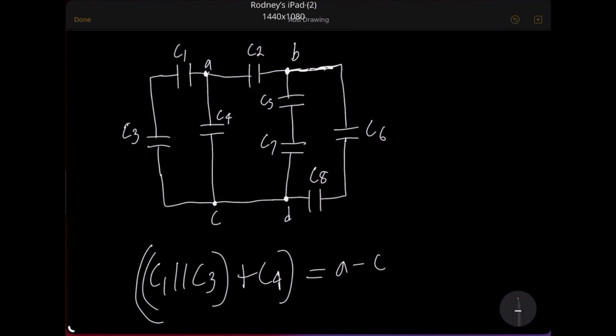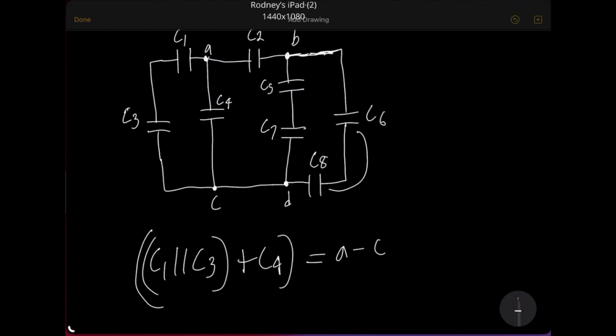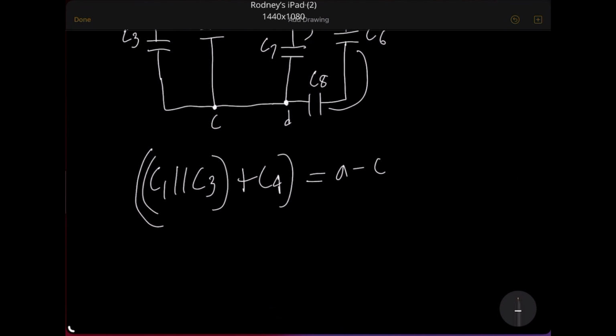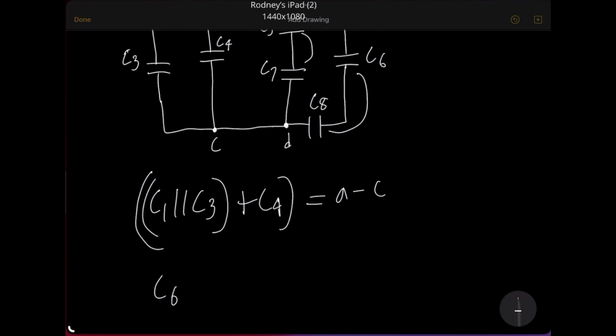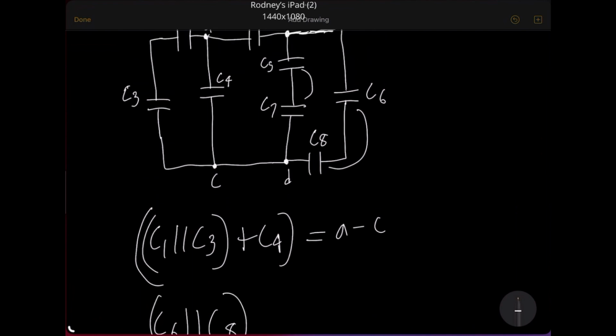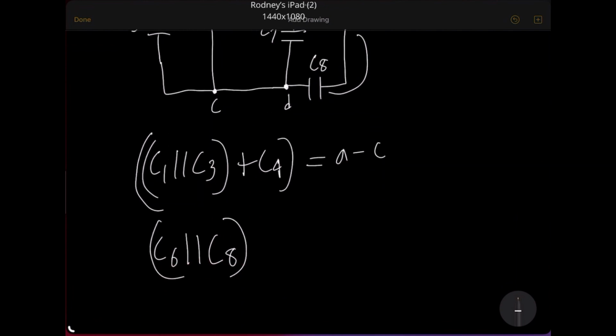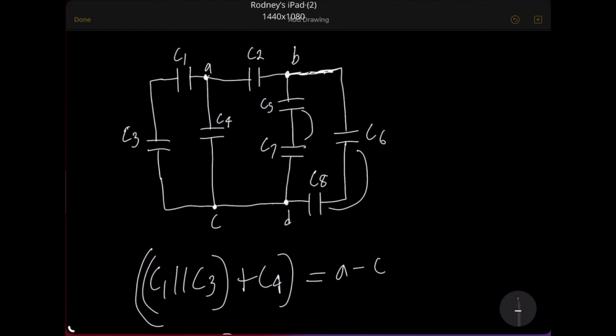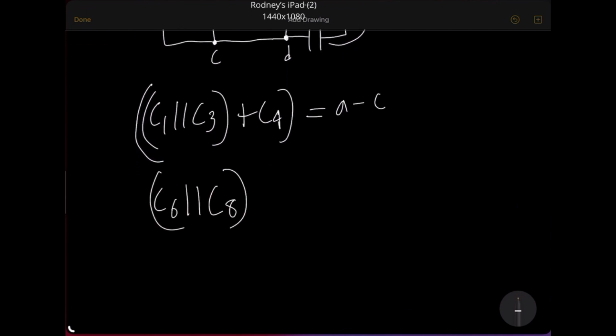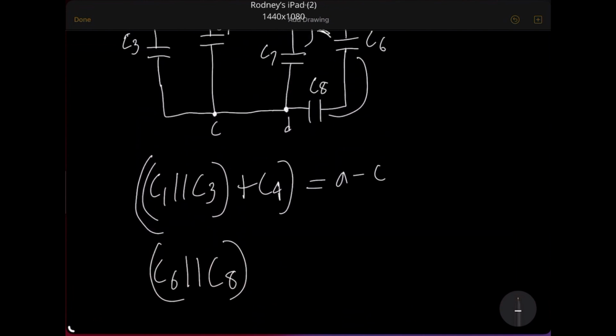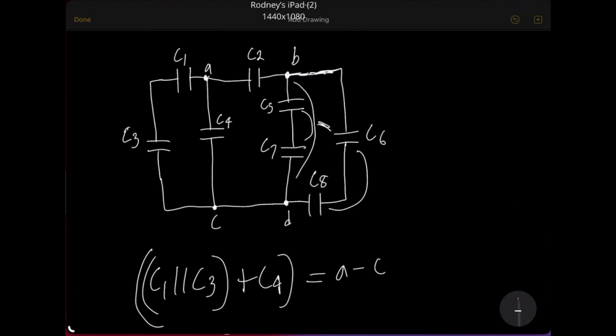Now let's do from B to D. These are in series and these are in series. So we're going to do C6 parallel, and they're in series. And then we can tell that from B to D, whatever the resultants are going to be, they're in parallel. They're going to be in parallel, so they're going to combine like they're in series.